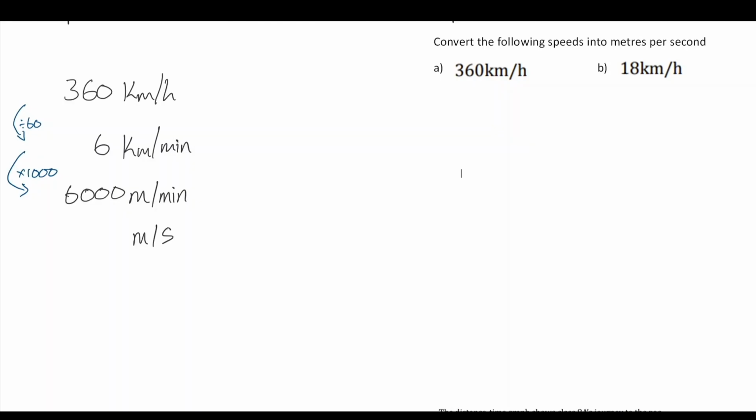And the last question to ask ourselves, if we travel 6,000 meters per minute, will we be traveling more or less meters in a second? It's going to be less. It's going to be fewer meters in a second. So it's once again dividing. We're going to be dividing by 60, and that gives us 100 meters per second.